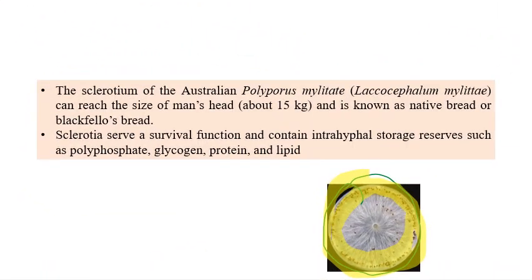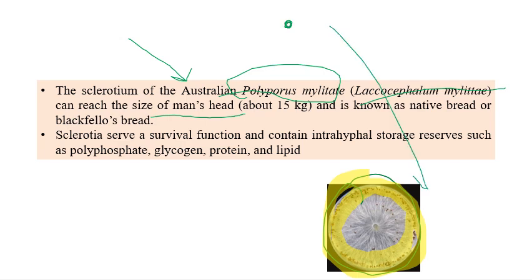I would like to tell you one more important point about the sclerotium. The sclerotium of Australian Polyporus mylittae, now called Laccocephalum mylittae, can reach the size of a human head. Normally, a sclerotium can't grow more than the size of a mustard seed. If you see the cultures here, they look exactly like mustard. So it won't grow more than the size of a mustard seed.